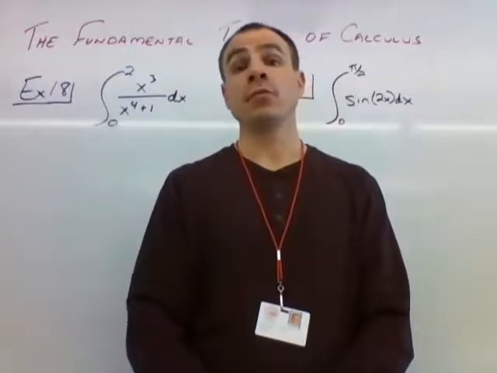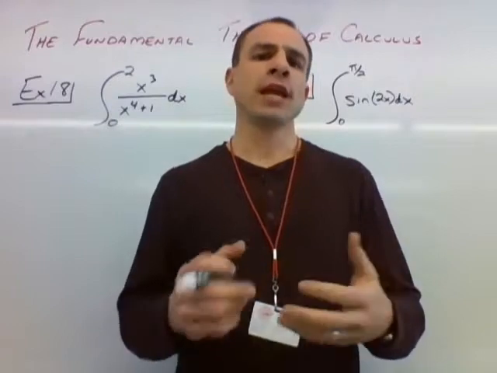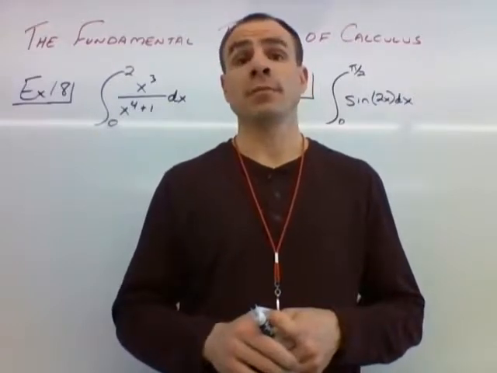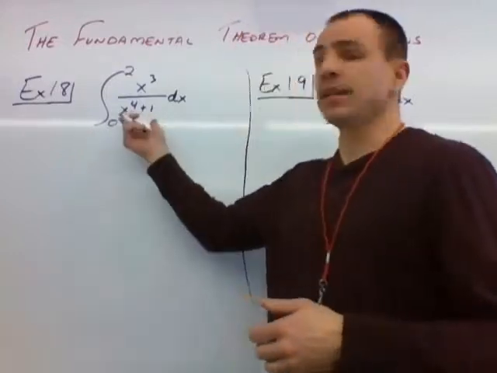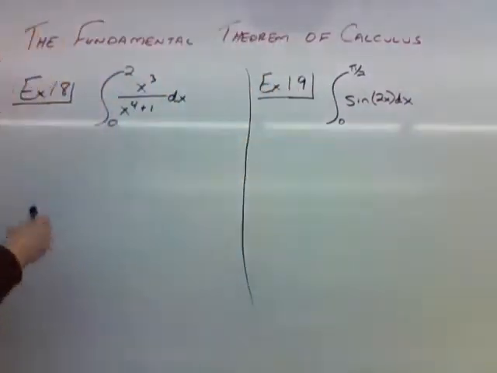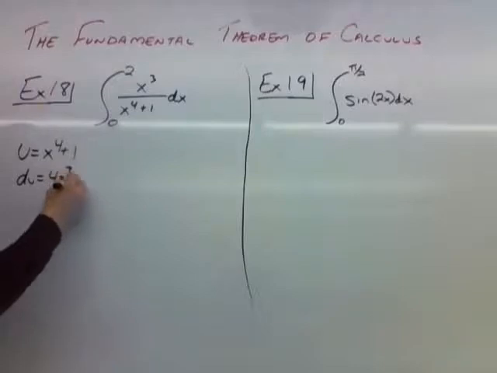With example 18, we see our division inside the integrand, so we're looking at the potential of making u equal to some or all of the denominator. In this case, it's going to be the entire denominator because there's no exponent that the entire denominator is raised to. So u will be equal to x to the fourth plus 1. In doing so, we can calculate du to be the derivative of that, which is 4x cubed dx.